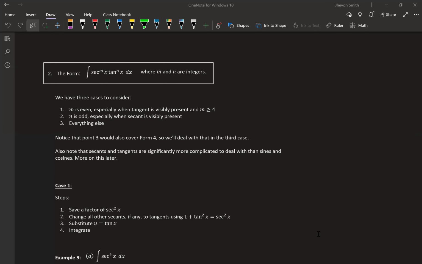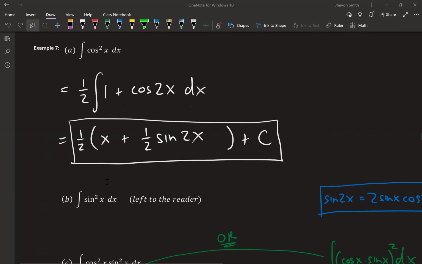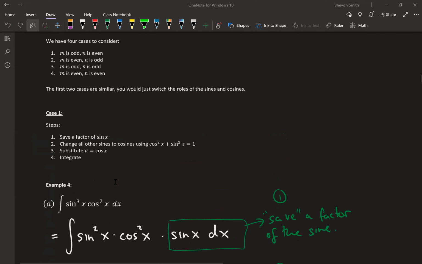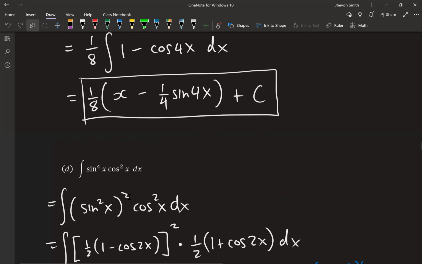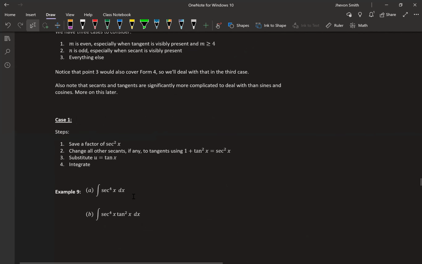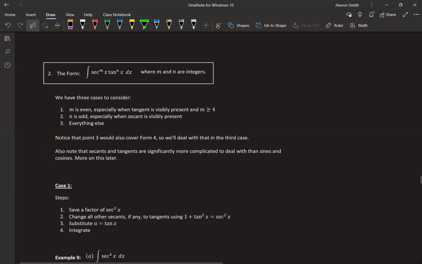It's visible somewhere. The third scenario is everything else, right? And technically, the third scenario will also cover form 4, if I'm to be a little bit technical about it. Random combinations of secants and tangents will probably fall under the third scenario also. So with secants and tangents, you can already see that the cases are themselves not fully well-defined. It's going to take a little bit of luck, a little bit of creativity.